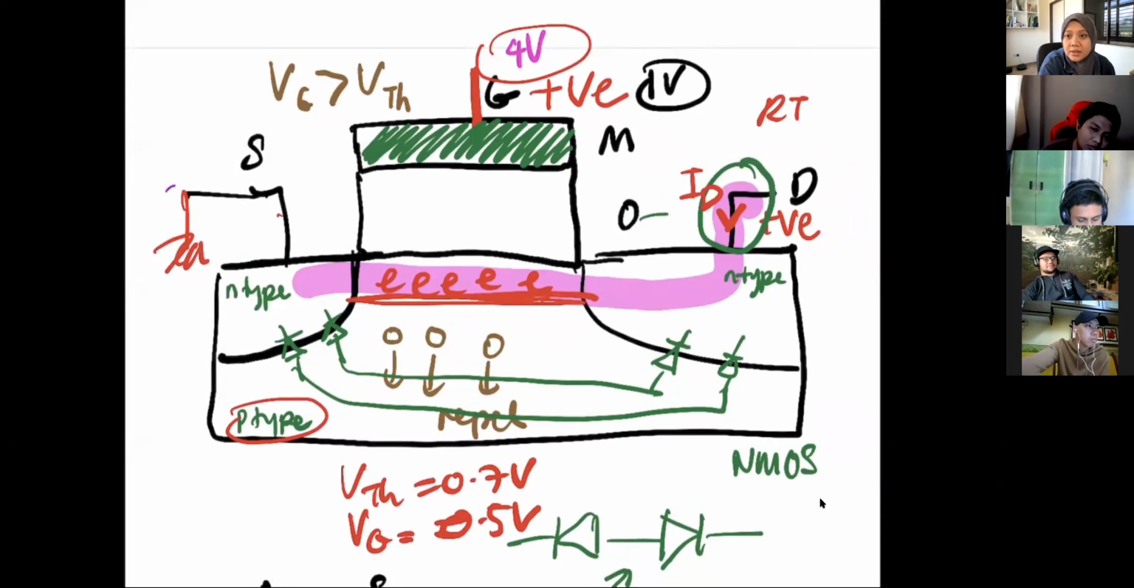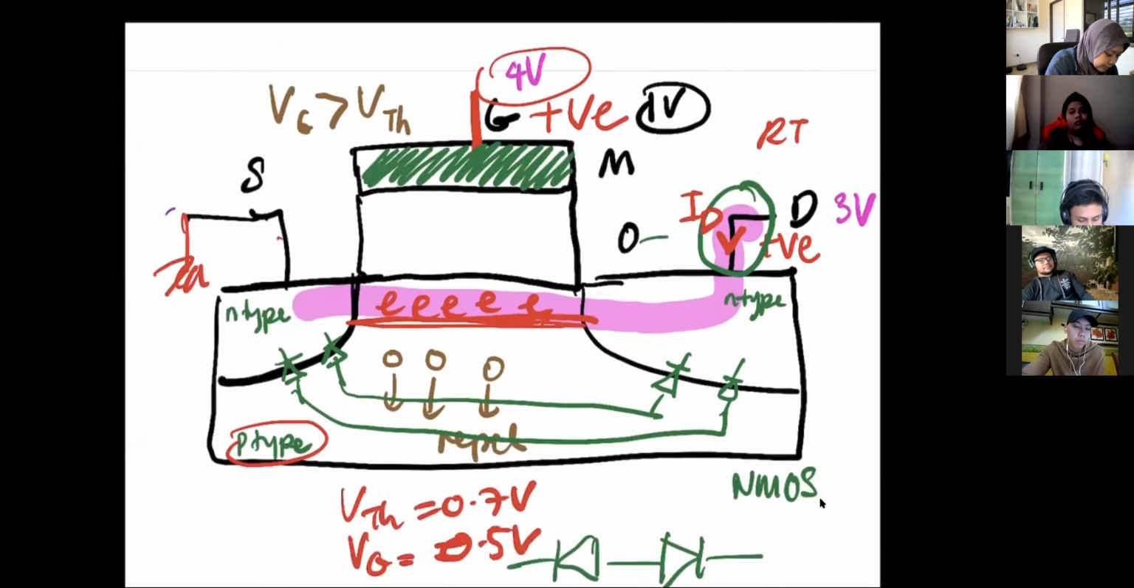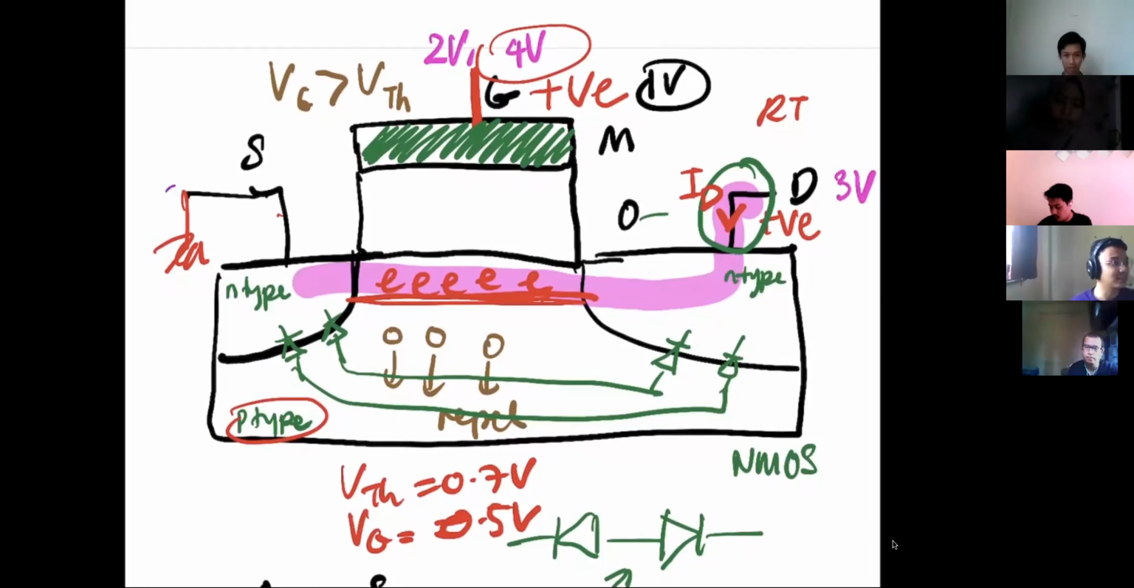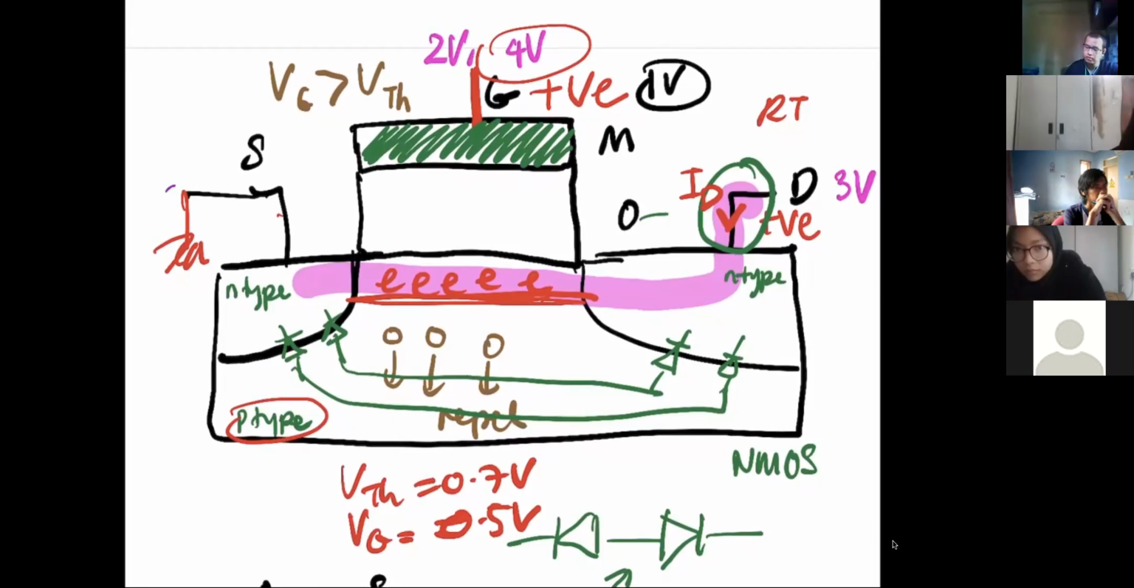Okay, now I change. I make the drain voltage remain constant at 3 volt. But now I change the gate voltage from 2 to 4 volt. What will happen? Ini saya nak tanya, jangan jawab lagi. Kita tanya Mirza. What do you think?